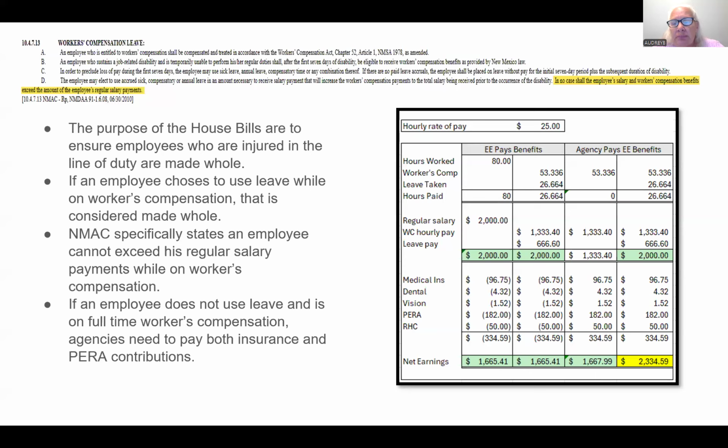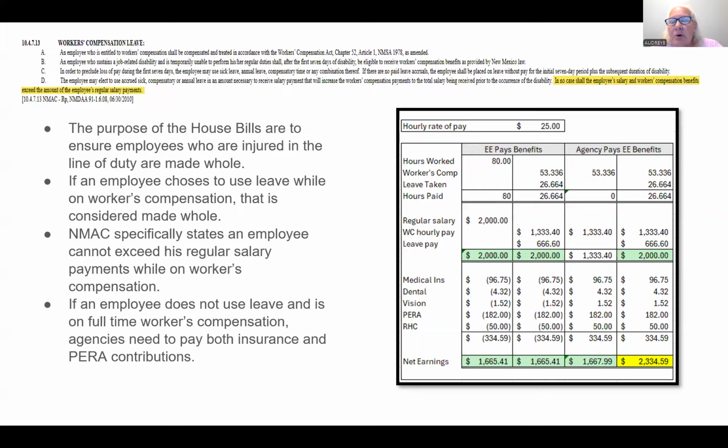So in the first column, we see an employee works 80 hours. His regular salary at $25 an hour would work out to be $2,000 per pay period. And once we deduct his insurance and his PERA and his RHC, his net earnings are $1,665.41, meaning he takes home $1,665.41. Overtime does not come into play. Shift diffs, none of those additional benefits or payments come into play here. We're strictly talking about his regular rate of pay.